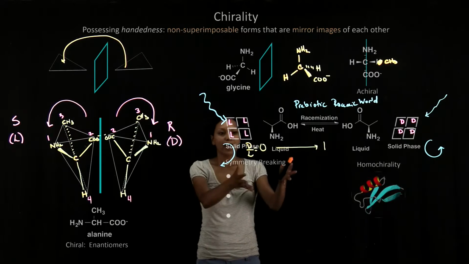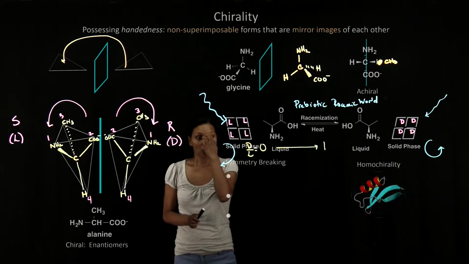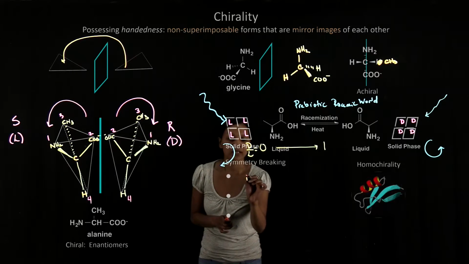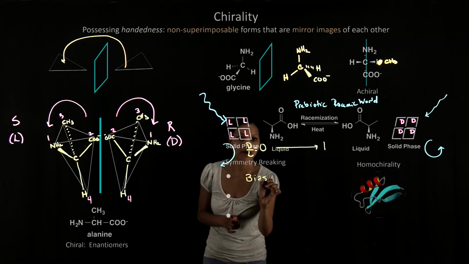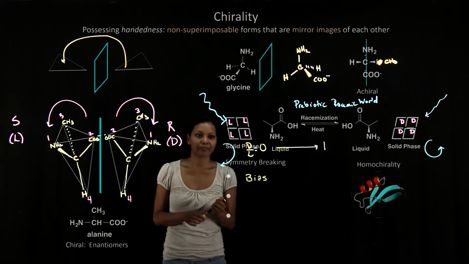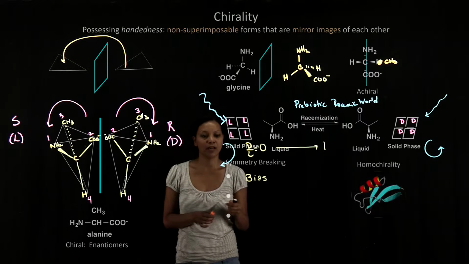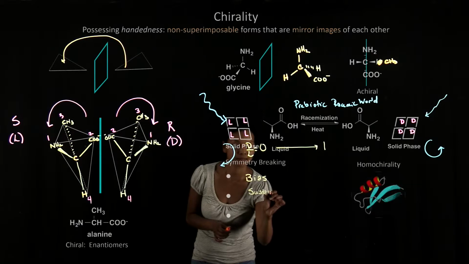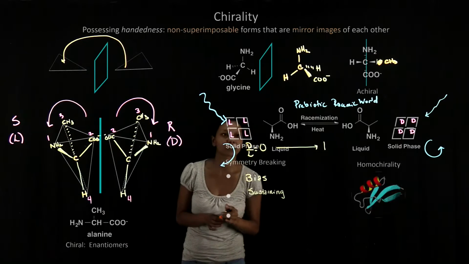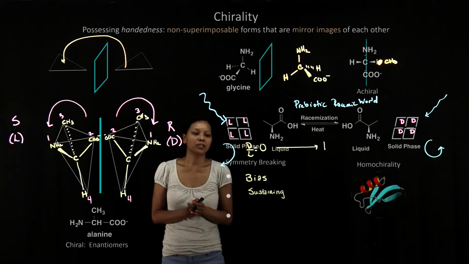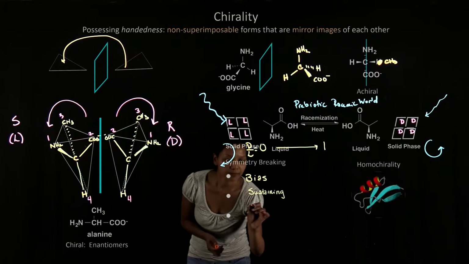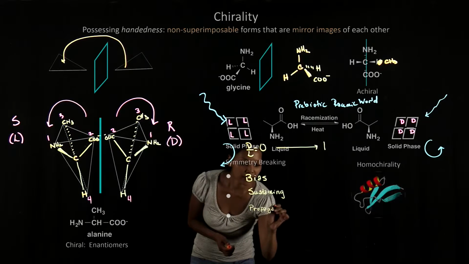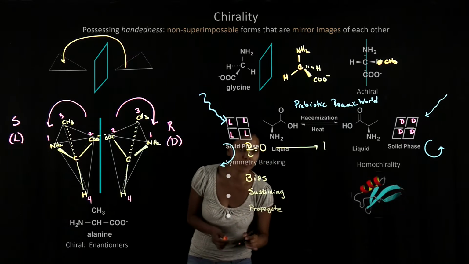And so the way that we can rationalize that this could have occurred is through a process called symmetry breaking. And in symmetry breaking, one of the things that you would need is biasness. So you would need an environment that biases one of the enantiomers over the other. Another thing that you would need is sustaining that biasness. So you need a method of sustaining it. And finally, what you would need is propagation. So how can we propagate this enantiomer enrichment of one amino acid?